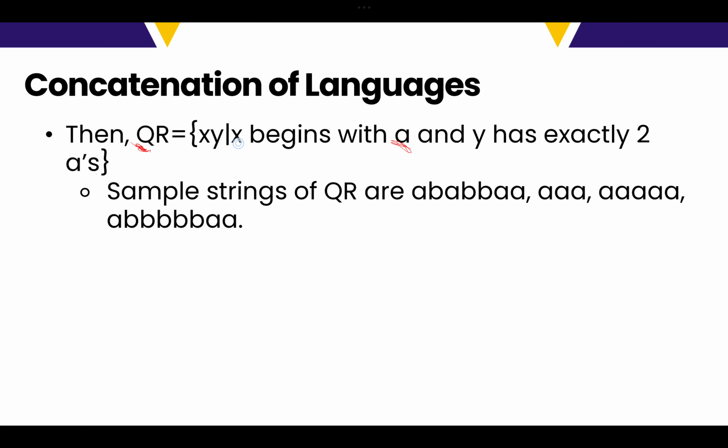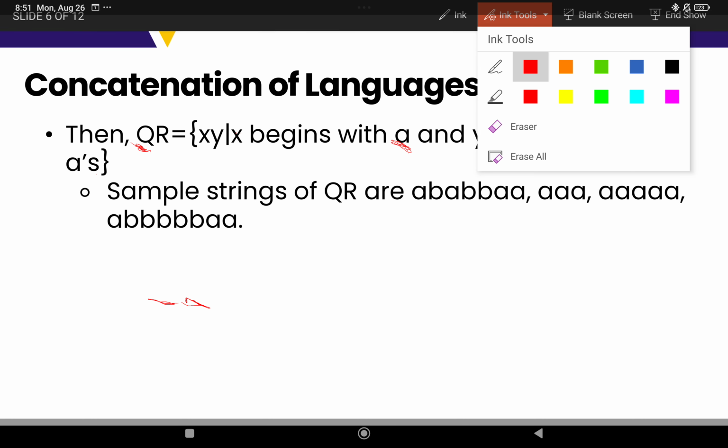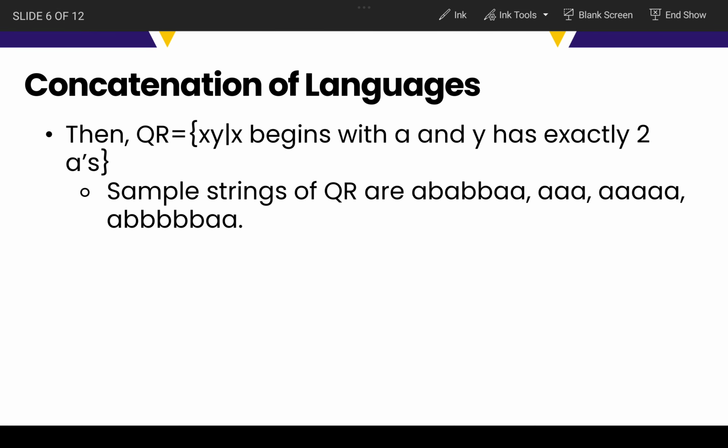Then the X should be the string on the left that begins with A, paired with a string that has exactly 2 A's. Okay, it has exactly 2 A's. So, it doesn't talk about how many B's. As long as it has 2 A's. There is no consecutive requirement here. So, as long as it has 2 A's.